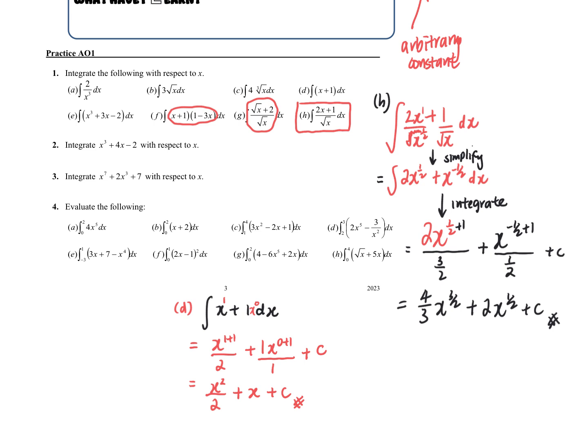So is it always necessary to simplify your answers? Yes, of course. Final answer must simplify. But what if I don't simplify? Yes. You will not get the final answer mark. Okay? So just remember the rule. Add power by 1, divide by new power. Okay, add power by 1, divide by new power.